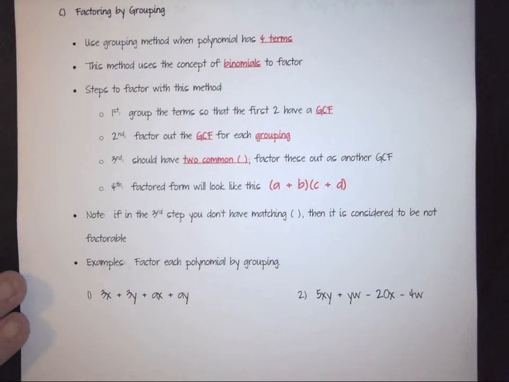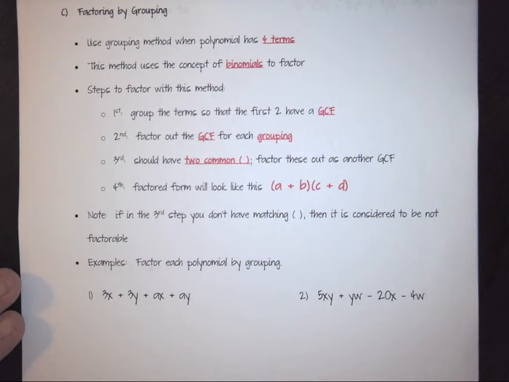Alright, here I wanted to talk about factoring by grouping. So the grouping method is a method that is used when you have four polynomial terms. Essentially what we're doing is we are using the ideas behind greatest common factor in order to reduce four terms down to factored pieces.